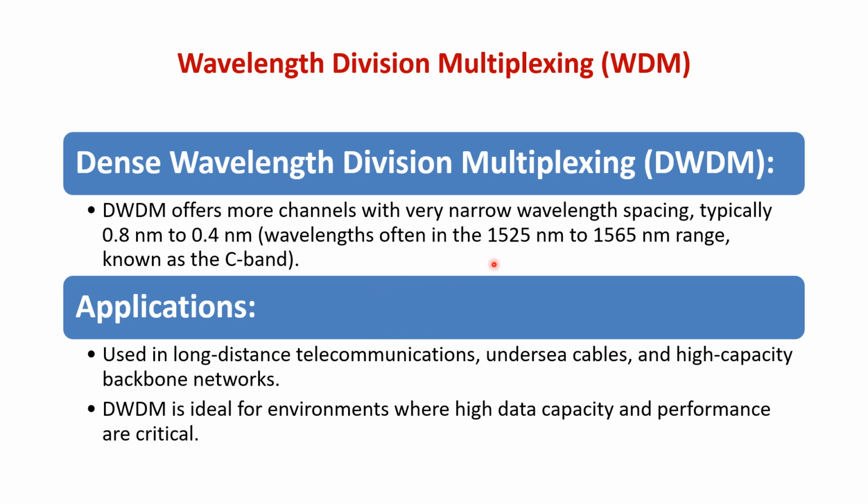DWDM systems typically operate in the C band, 1525 nanometers to 1565 nanometers. DWDM is used in long distance communications such as national backbones, transcontinentals, and undersea cables, where high data capacity and long distance transmissions are critical.